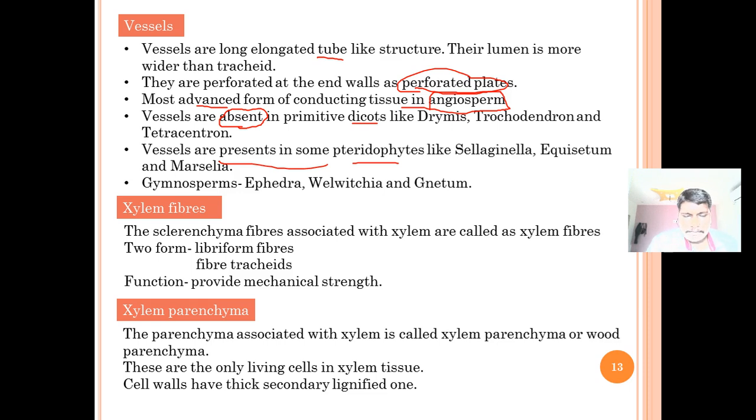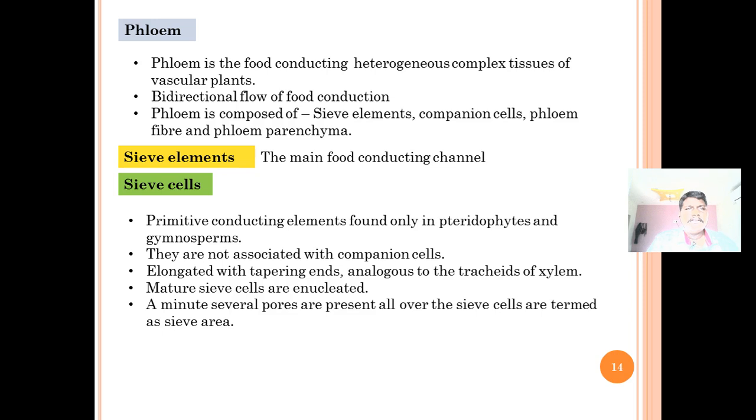Next, xylem fibers. The sclerenchyma fibers associated with xylem, that we call xylem fibers. If the xylem fiber is present, it provides mechanical strength. Then xylem parenchyma: a parenchyma associated with the xylem, that we call xylem parenchyma. Mostly in xylem, wood parenchyma is present. It is living, but the cell wall is somewhat thick and slightly lignified. When we come to phloem, phloem is the food conducting heterogeneous complex, mainly conducting food in a bidirectional manner.